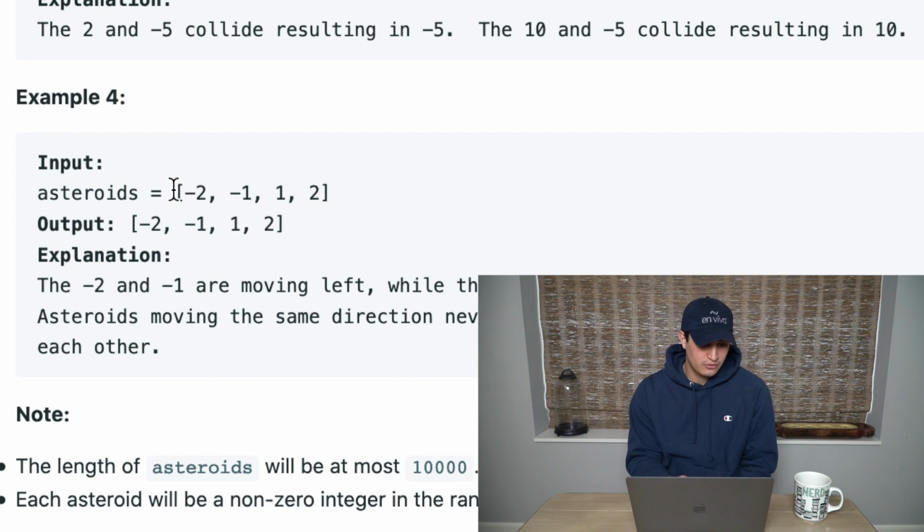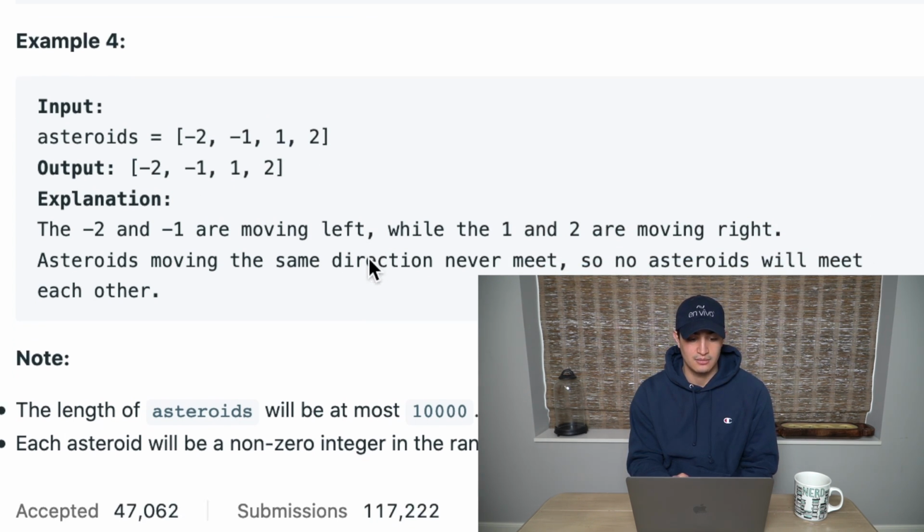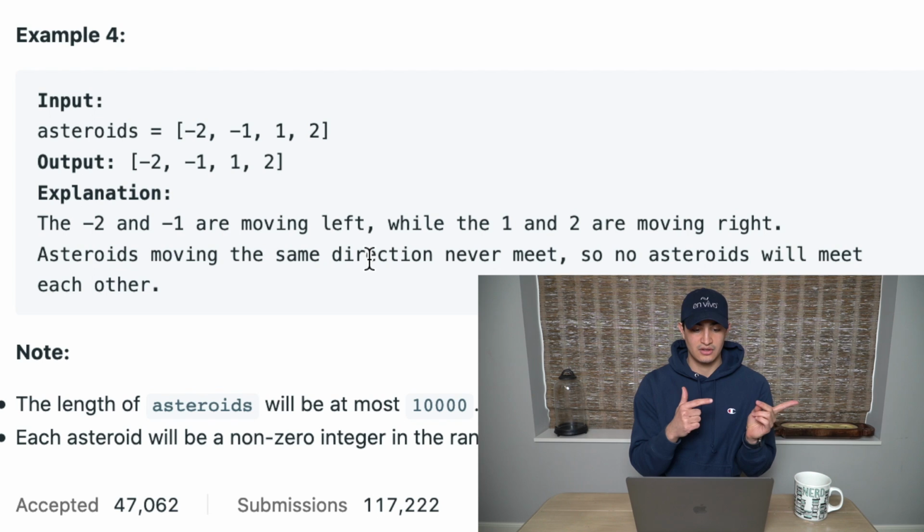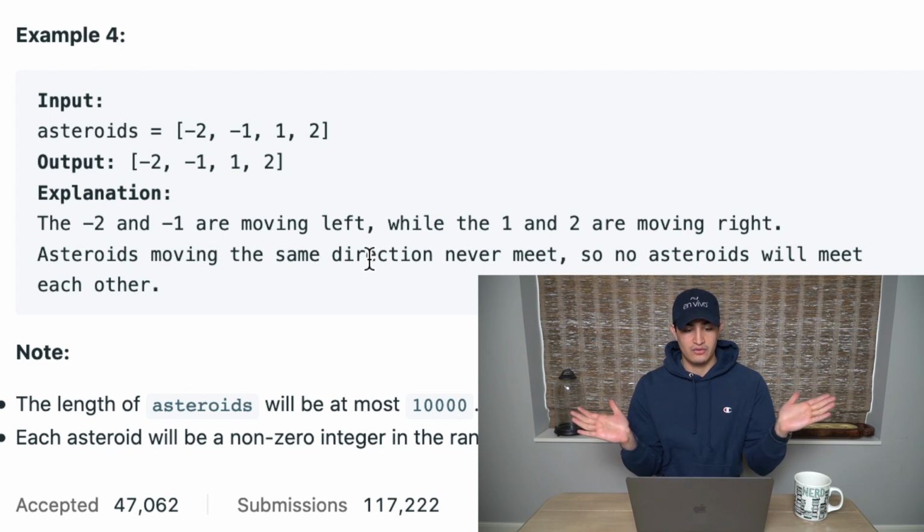For example 4, if we're given -2, -1, 1, and 2, we would output the exact same thing. And the reason for that is because none of these things are going to collide, right? -1 and -2 are both moving left. 1 and 2 are both moving right. So they're basically just moving away from each other the entire time, therefore nothing will collide.